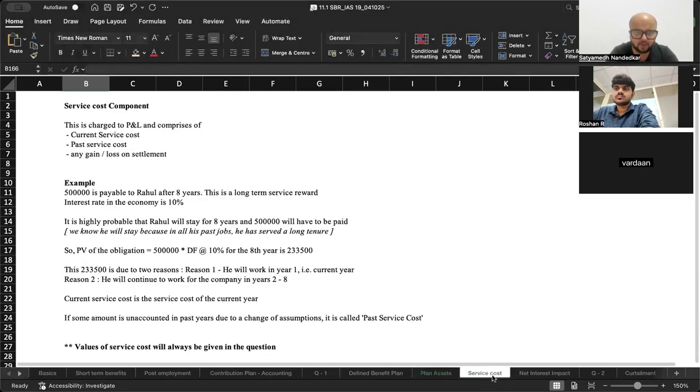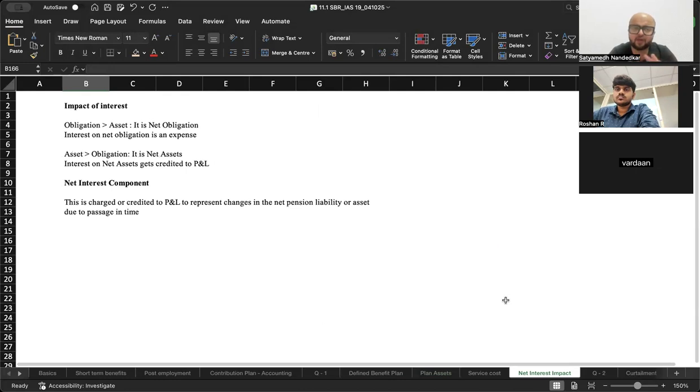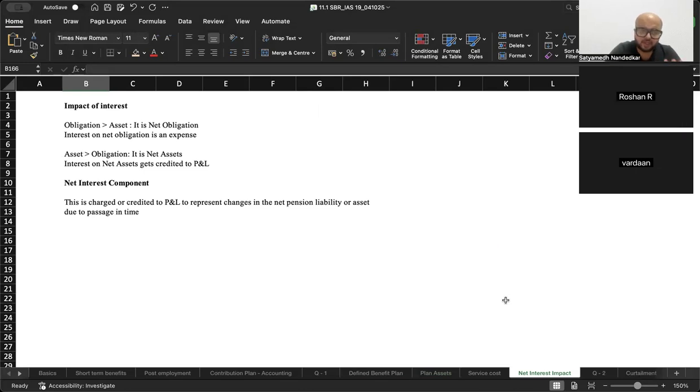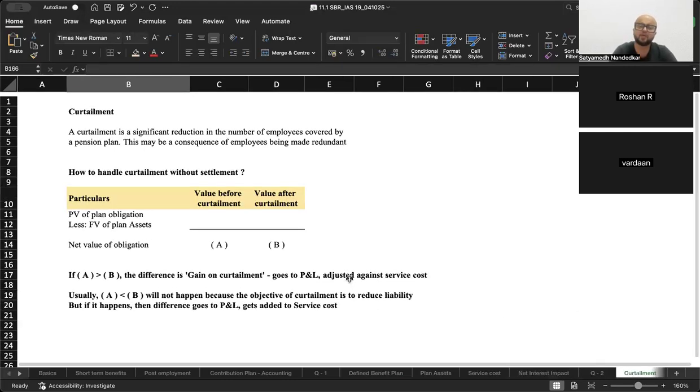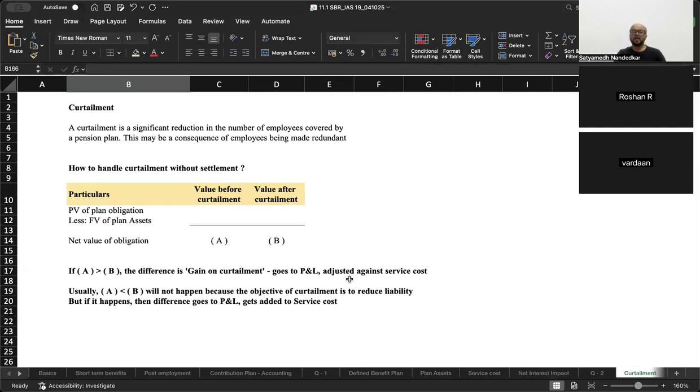Okay. Now, we discussed the service cost bit, current service cost, past service cost. And if the obligation amount is greater than the asset, then there is an interest on net obligation, which is an expense. If the asset value is greater than the obligation, then of course that is interest income which gets credited to the P&L account. Now there could be a situation where the employee benefit gets reduced over a period of time because some of the employees are asked to leave or they are made redundant. A curtailment is a significant reduction in the number of employees covered by a pension plan. This may be a consequence of employees being made redundant.